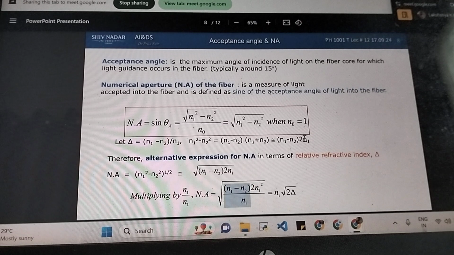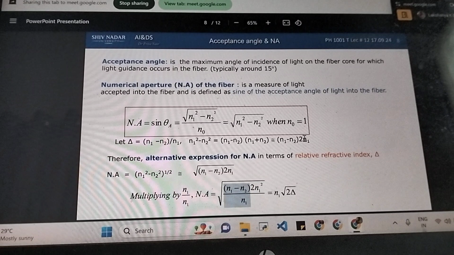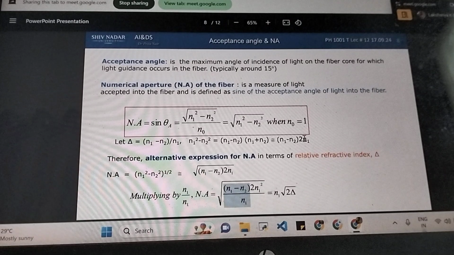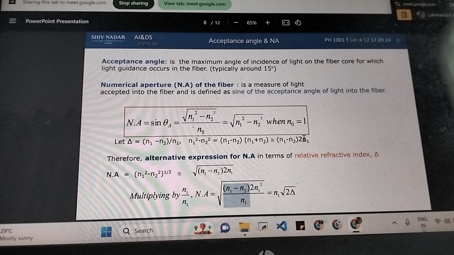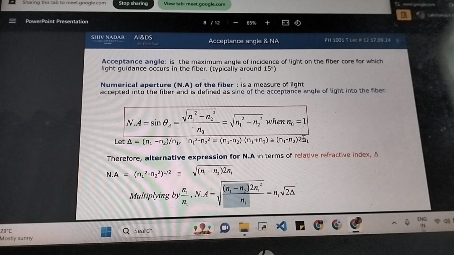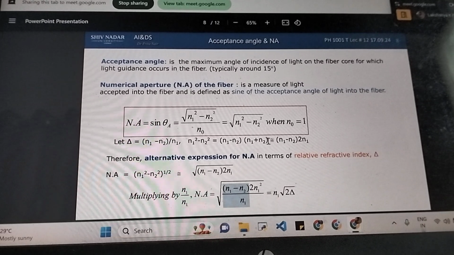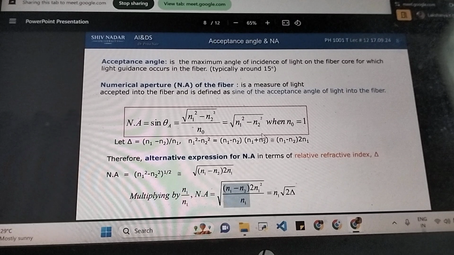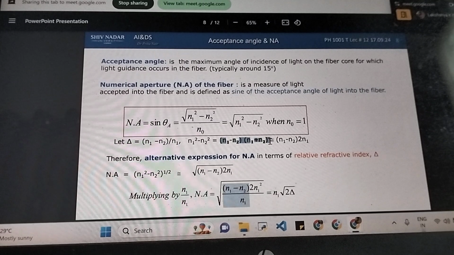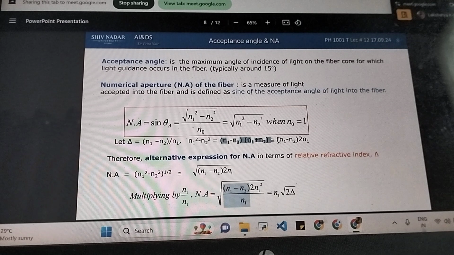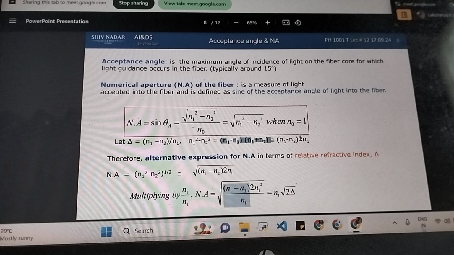Why is this? Because when you take n1 and n2, the difference between them is going to be of the order 0.01 or 0.05 or something. The difference will only be in the second decimal point. It's not going to be a very substantial difference. So for example, if your core is 1.5, the cladding will be some 1.35, something like that. So you can assume that both of them are approximately equal. So n1 plus n2 is approximately equal to n1 plus n1, that is 2n1. So n1 squared minus n2 squared is split into n1 minus n2 times n1 plus n2, which is approximated to be n1 minus n2 times 2n1.